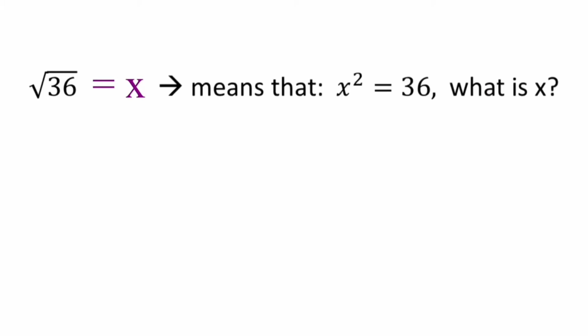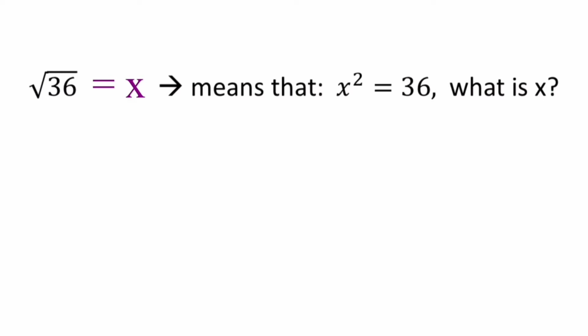So this is read as square root of 36. If we wanted to know what is the value of square root of 36, we can go ahead and set this whole expression equal to x. So this is read as square root of 36 equals x. Now we are going to rewrite this into its equivalent exponential form. This equation means that x squared is equal to 36.